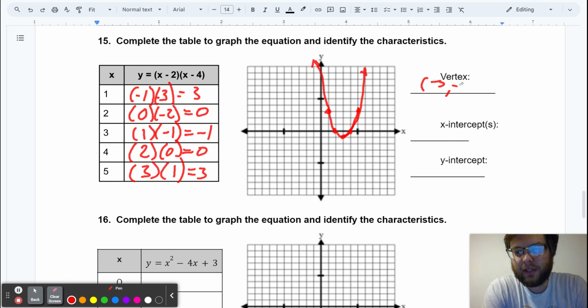The vertex is the lowest point, 3, negative 1. The x-intercepts are 2, 0, and 4, 0. Then the y-intercept is whatever you get when you plug in 0. It's not very clear on the graph, so I'm going to actually plug in 0. 0 minus 2 times 0 minus 4 is 8.